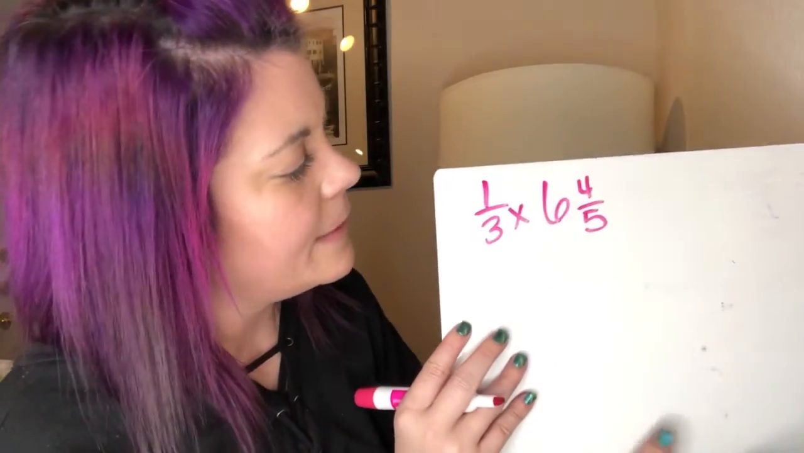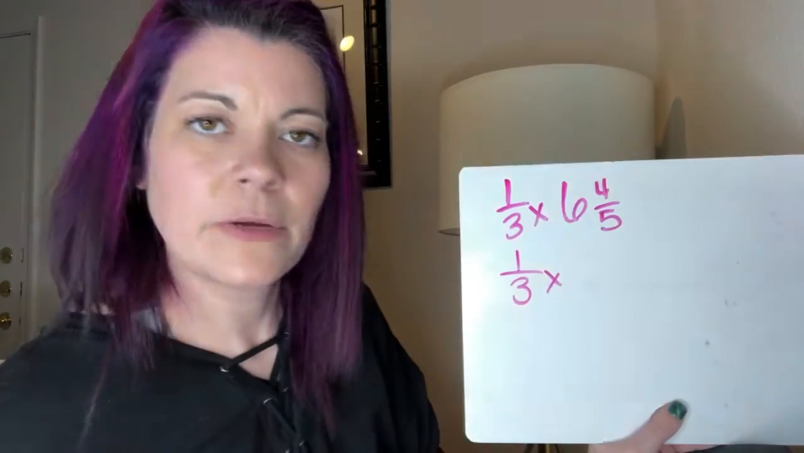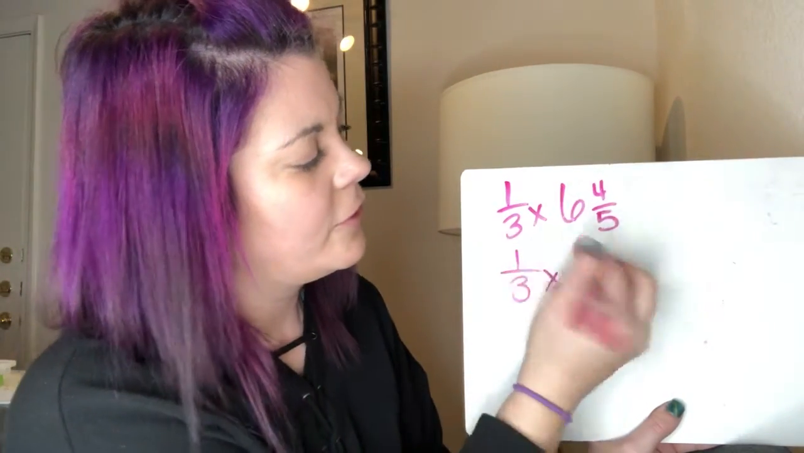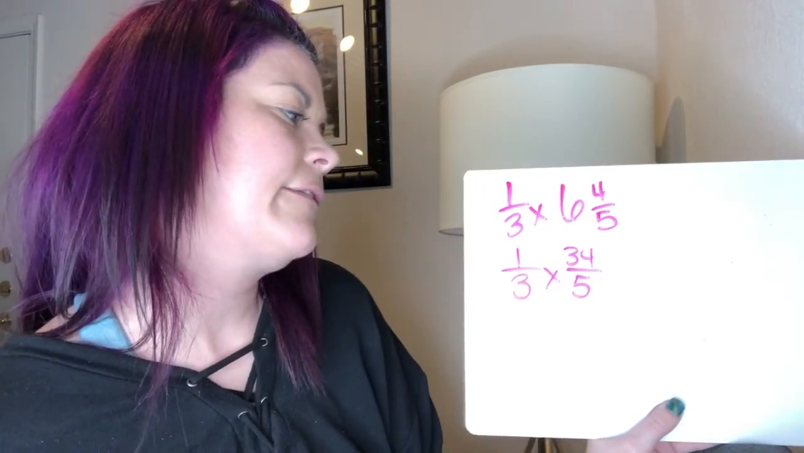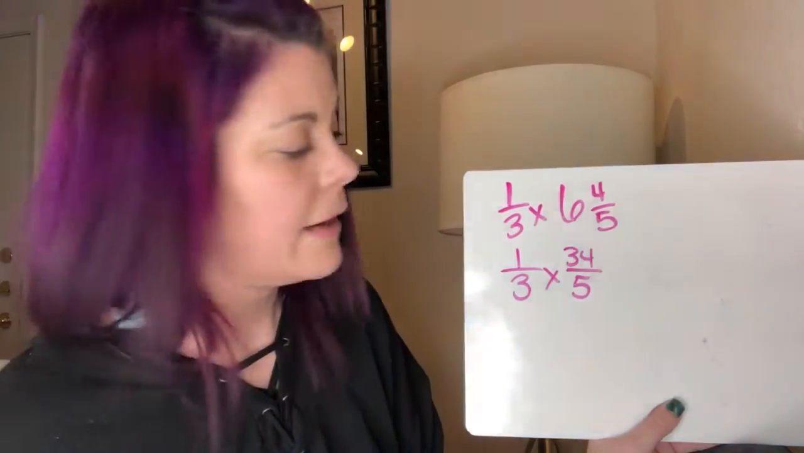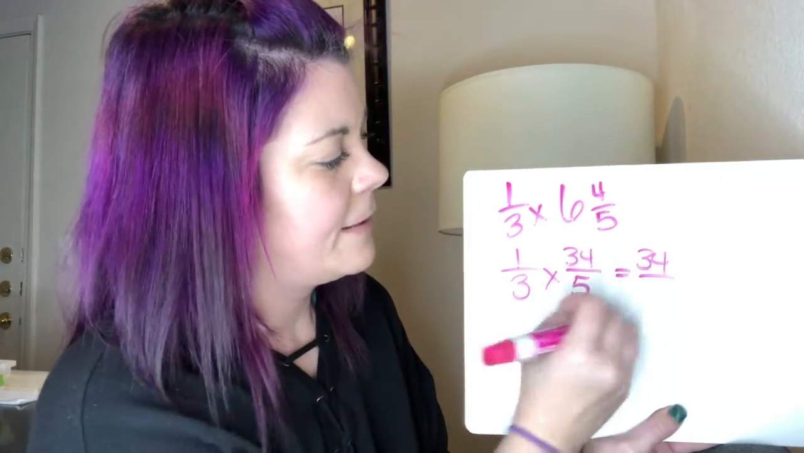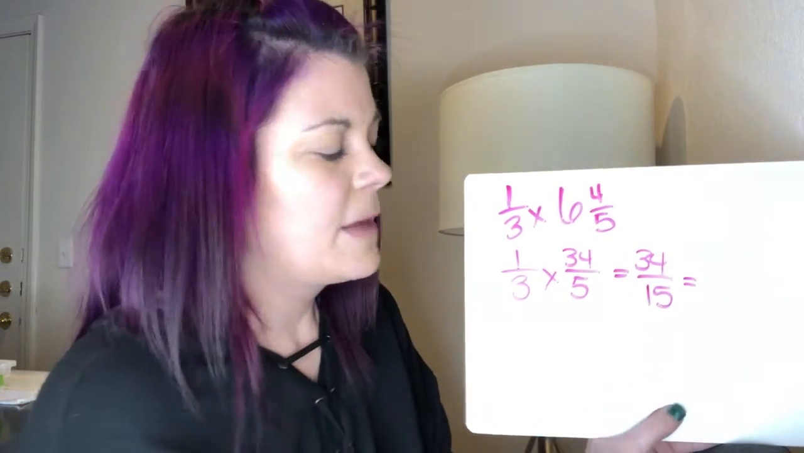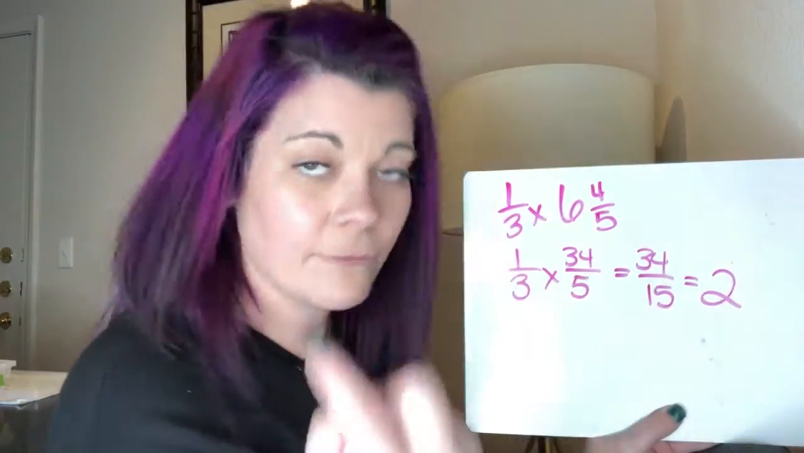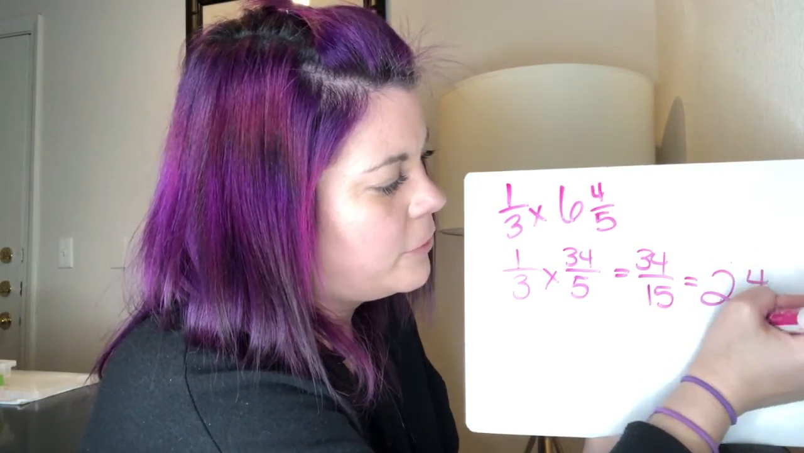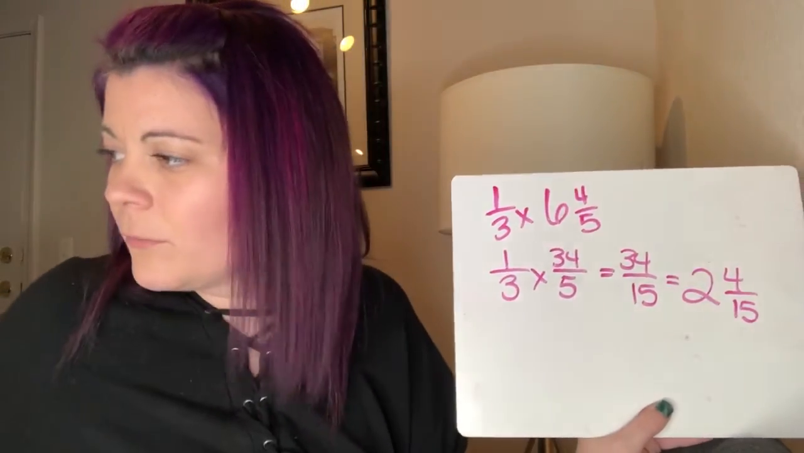Okay, 1/3 times 6 4/5. So 1/3 just stays as a fraction. 6 4/5, we're going to change to improper. 6 times 5 is 30. 30 plus 4 is 34 over 5. So it doesn't seem that we have a common factor anywhere, so we can't reduce. So we're just multiplying. 1 times 34 is 34. 3 times 5 is 15. Mixed fraction, 15 goes into 34 twice. That's 30 with 4 left over. So that becomes our numerator, and our denominator is 15. Great. That is how you multiply mixed fractions.